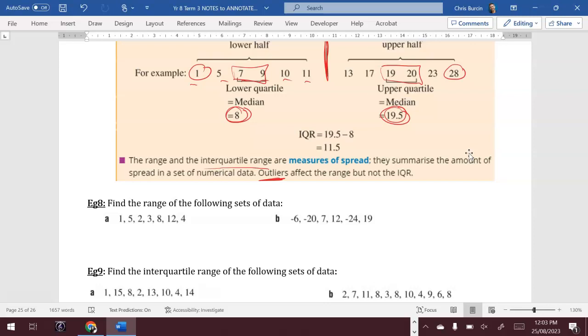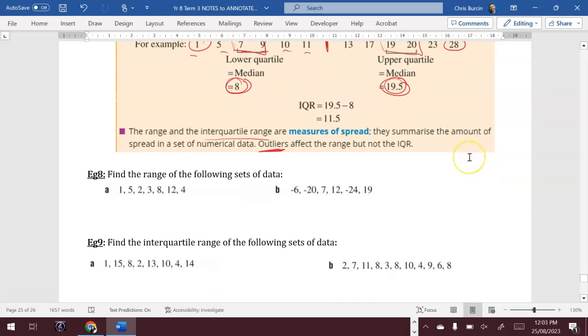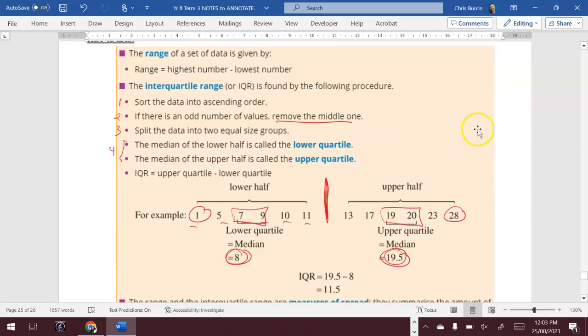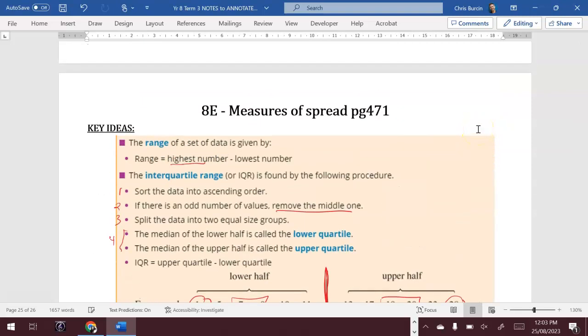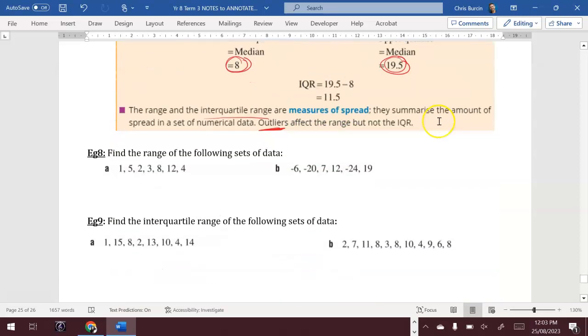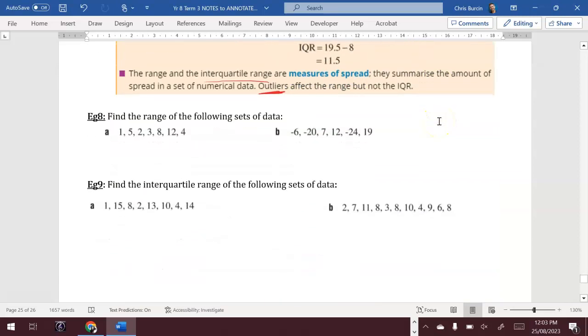No. Okay, so find the range of the following sets of data. This one's easy. To find the range, do I need to put them in order? Yeah. To find the range, let's look at what range is again. Range is highest number minus lowest number. Well, if I did put them all in order, I would see that. But I can also just eyeball that 12 is my highest number and 1 is my lowest number. So what's the range? 12 minus 1. Highest number minus lowest number. So the range is 11.